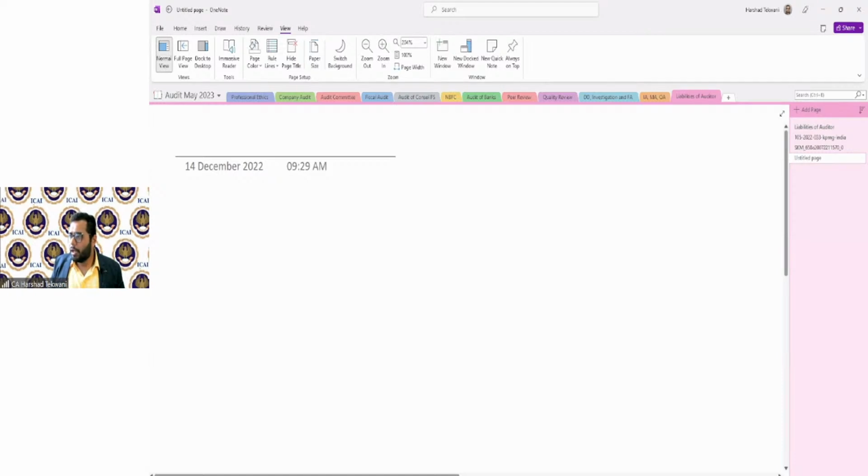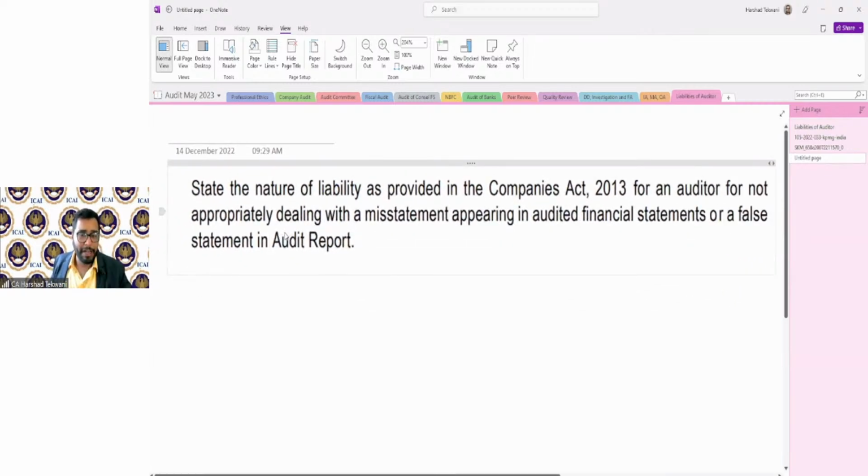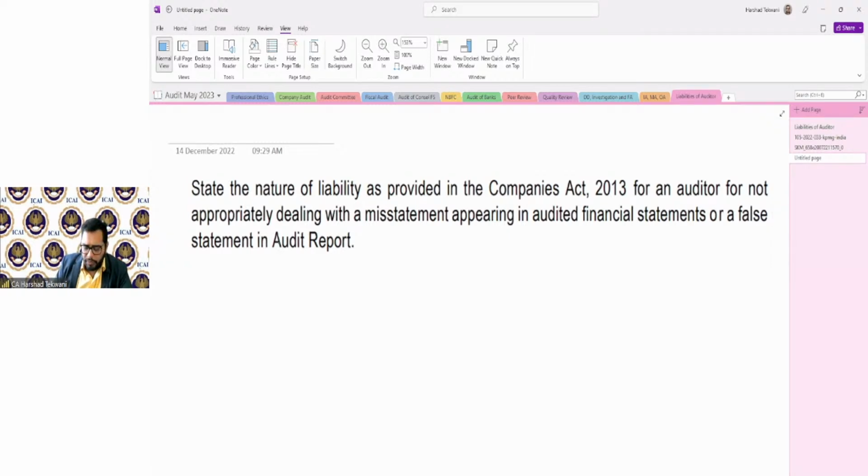Okay, so there was a question in one of the exams: state the liabilities provided in the Companies Act for an auditor for not appropriately dealing with a misstatement appearing in the audited financial statement or a false statement in an audit report. So this was one of the questions in one of the exams.